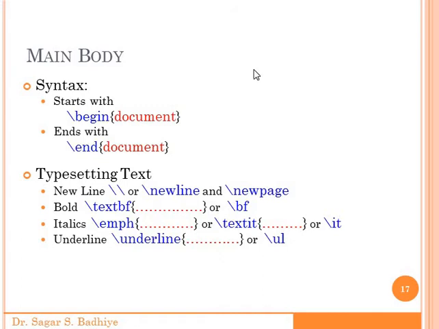The next part is the main body. The main body of a document always starts with the \begin{document} command and ends with the \end{document} command. Everything between these two commands is part of the main body, or the actual document. Then we have typesetting text. The basic commands used for typesetting are: for a new line we make use of \\ or the \newline command, and for a new page we make use of the \newpage command.